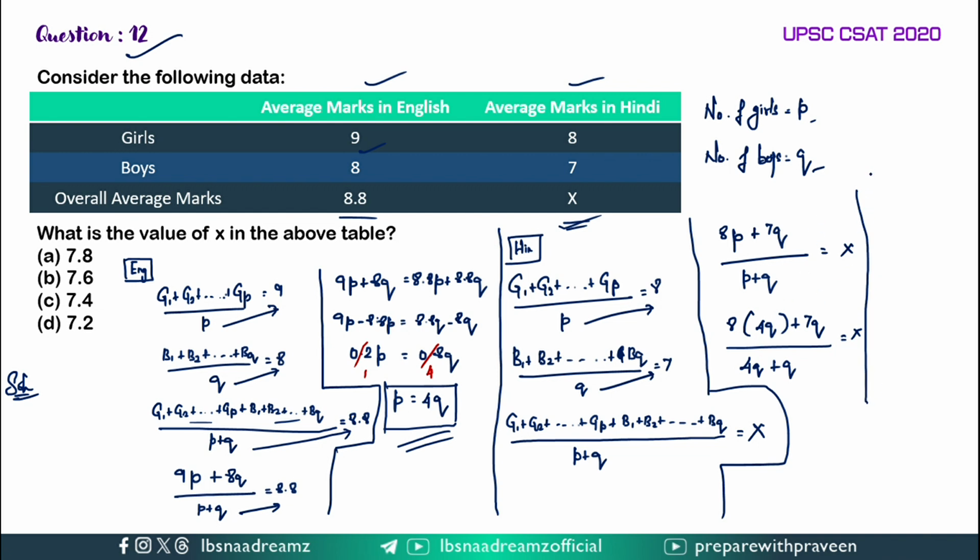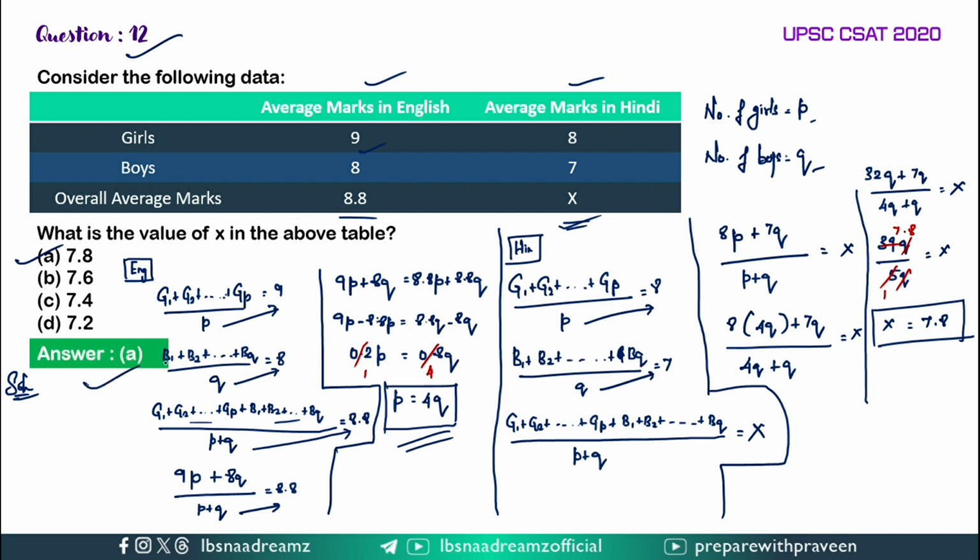So 8 4s are 32. 32Q plus 7Q divided by 4Q plus Q is equal to X. 32 plus 7, which is equal to 39Q divided by 4Q plus Q, 5Q is equal to X. So we can cut this Q and Q, and if you divide 39 by 5, we will get 7.8. So X is equal to 7.8. Option A, let us check that. Yes, option A is the right answer.